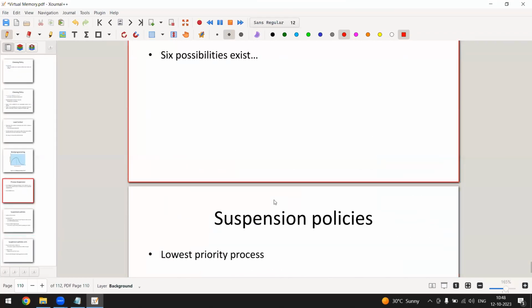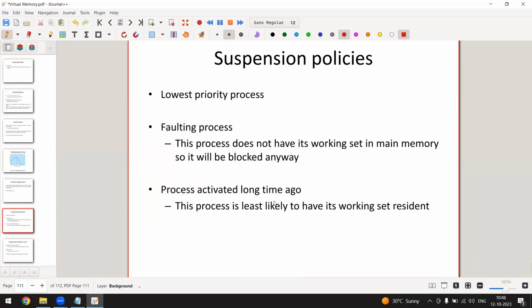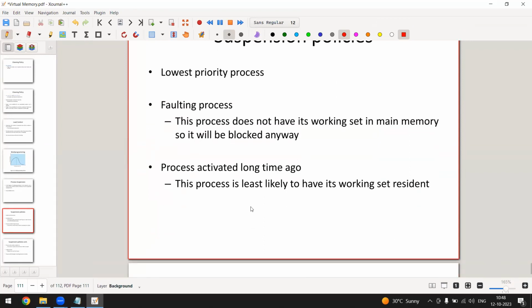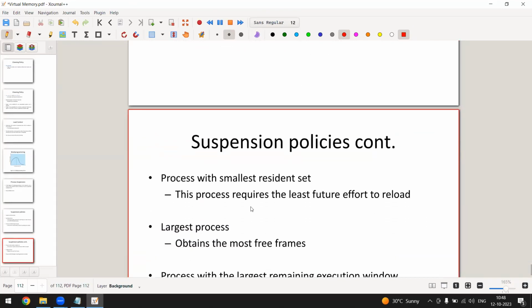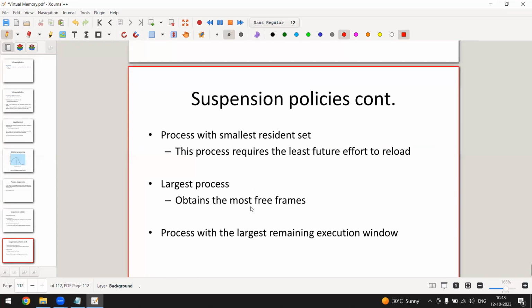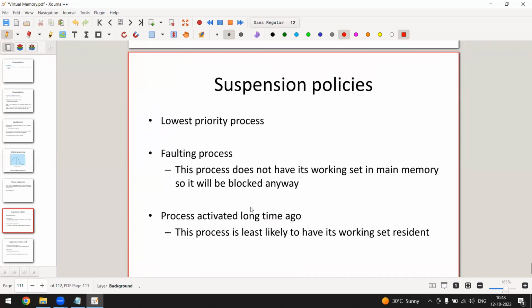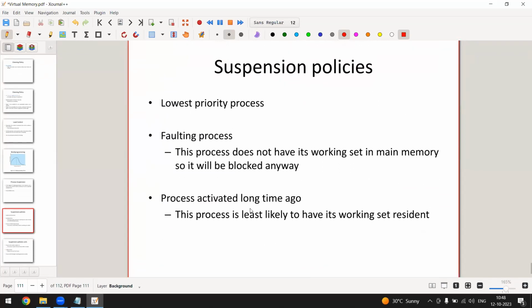And the last discussion is on process suspension. Which processes do you suspend? We have already discussed these things. The lowest priority process, then the halting process, then the process that has been active for a long time, the process with the smallest resident set, the largest process, and the process with the largest remaining execution window. These are some of the reasons for process suspension, but we have already discussed this while discussing processes in detail.